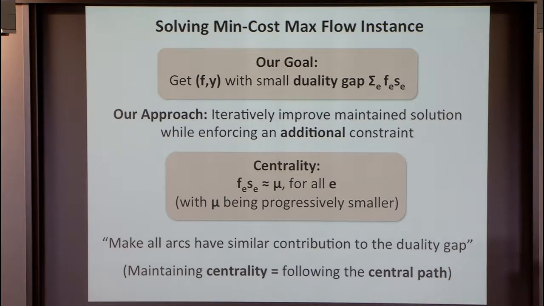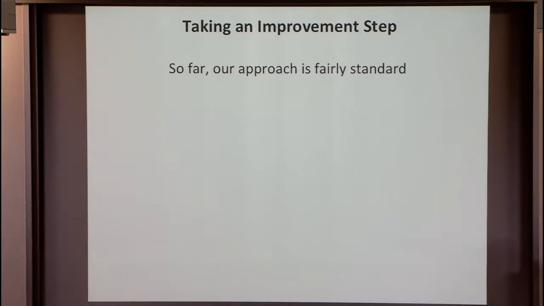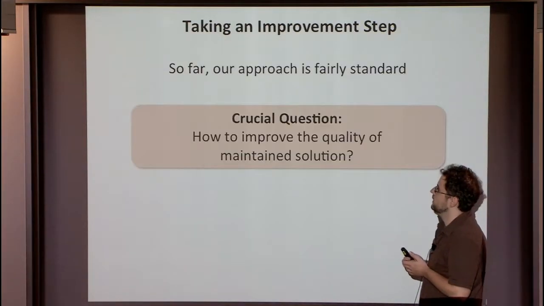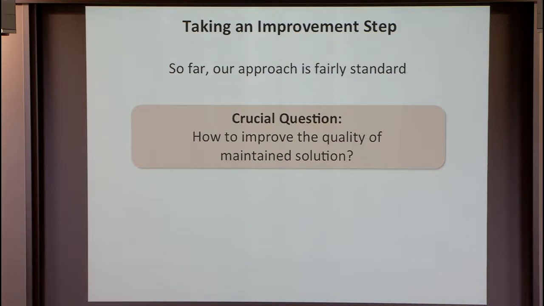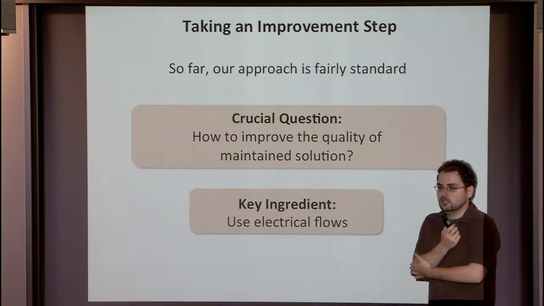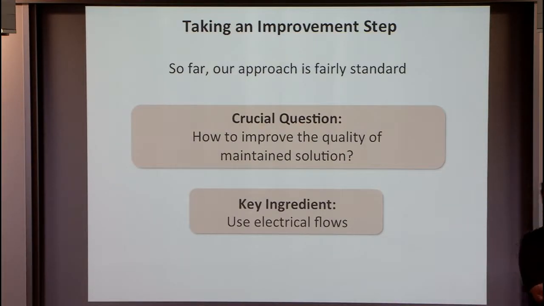Okay. So that's our goal. So the question is now, everything is very standard now. So the question is, how can we actually improve our solutions? If I have a primal-dual solution, how do I improve it to get a better solution? And of course, not surprisingly, the answer will use electrical flow to do that.